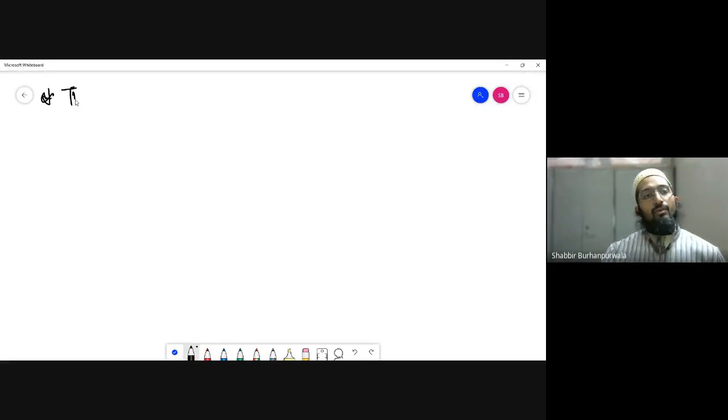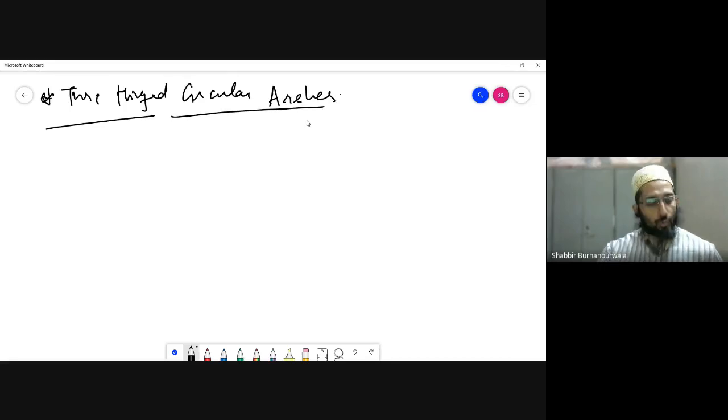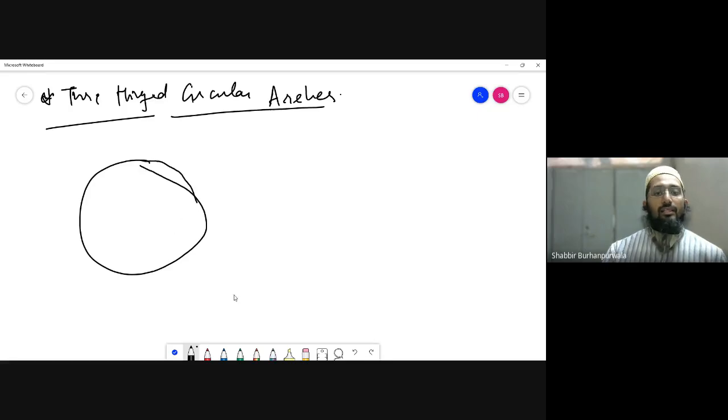Now let us discuss three hinged circular arches. Okay, so what about three hinged circular arches? How can we solve problems related to circular arches, and what is the difference between a circular arch and a normal arch? So see, this is a circle. A circle gives you the curvature. This curve is not similar to a parabola. This curve is a circular curve.